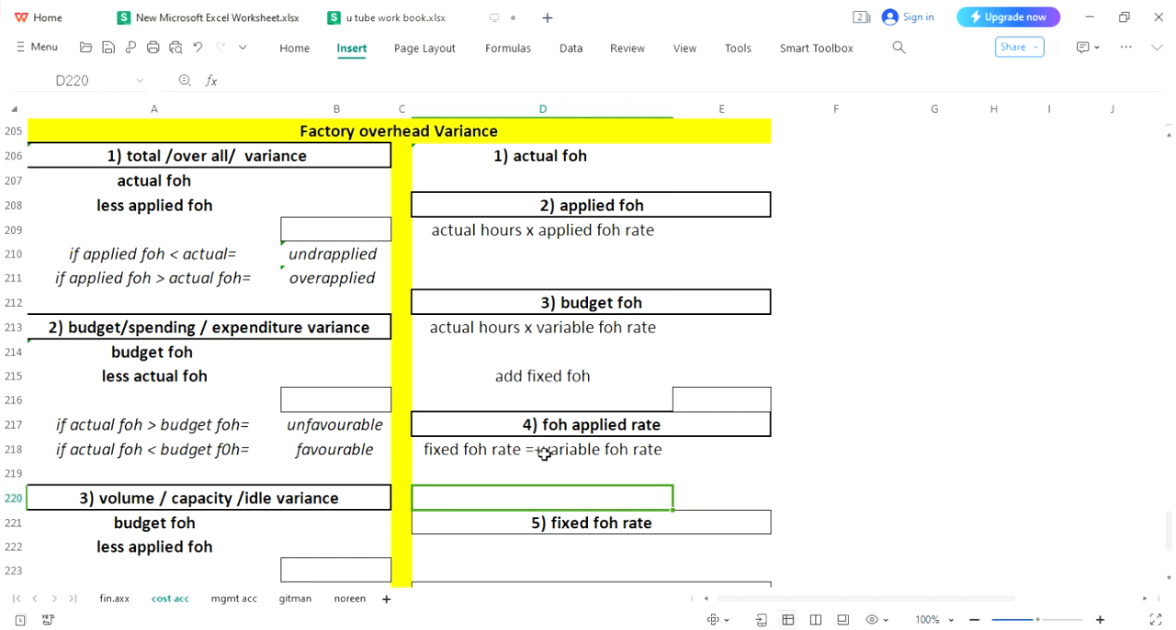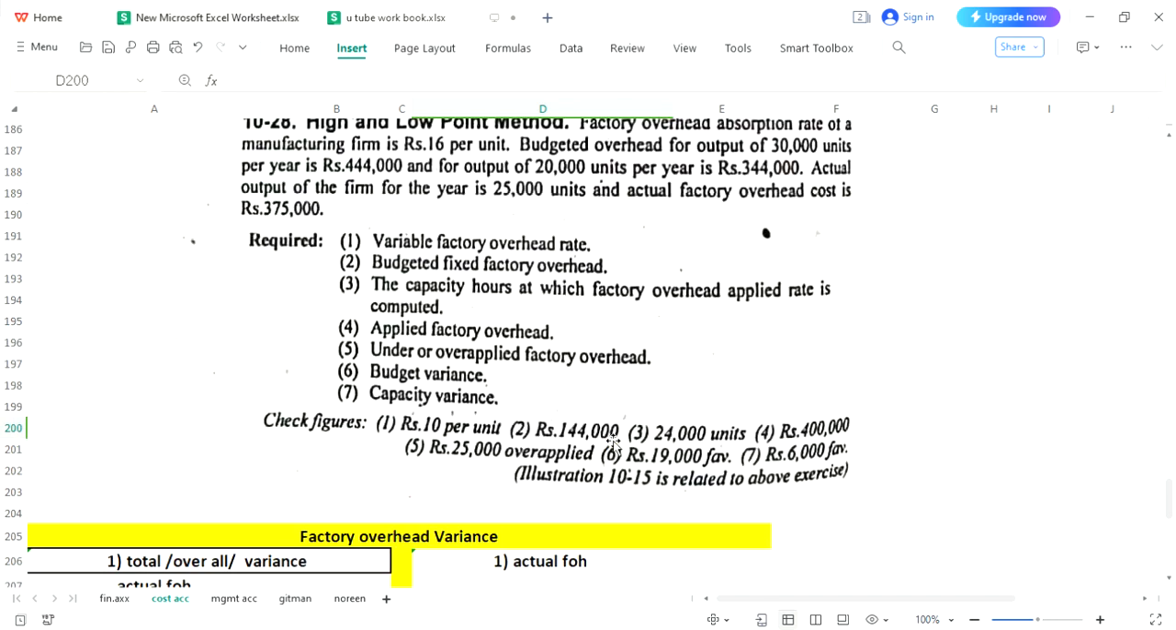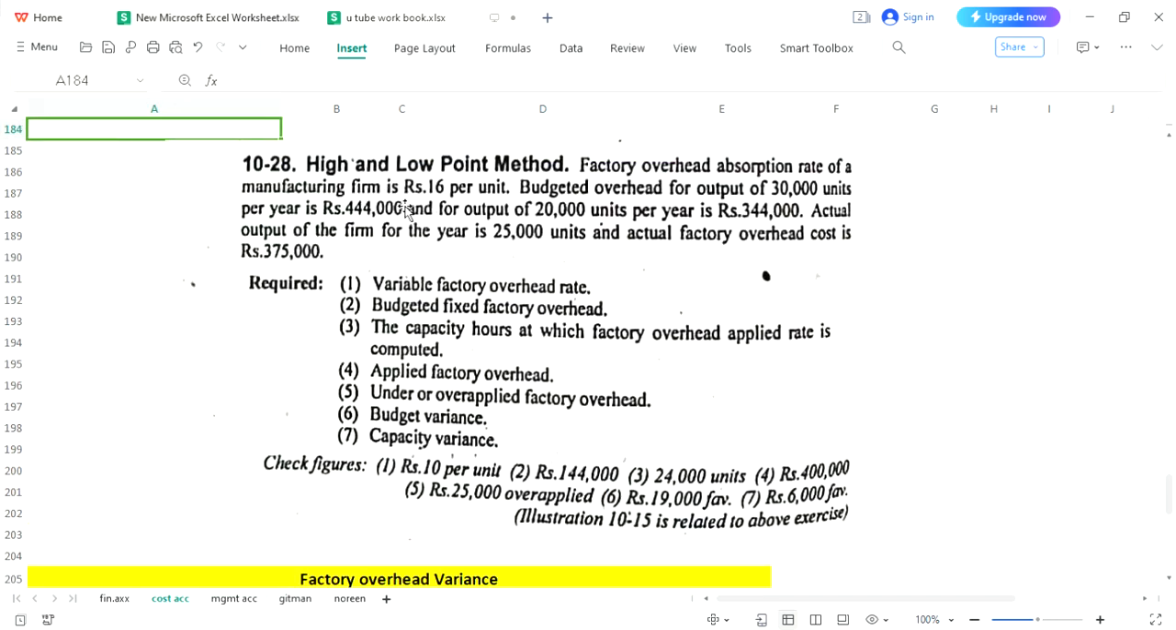Let me correct it first. That is the important part. We need to put it first. Okay. So the total FH applied rate was meant to be calculated by adding two rates. Here that rate is already provided in the question, and that is 16. Then that is what I was saying, that fixed FH rate and variable FH rate has a twist.